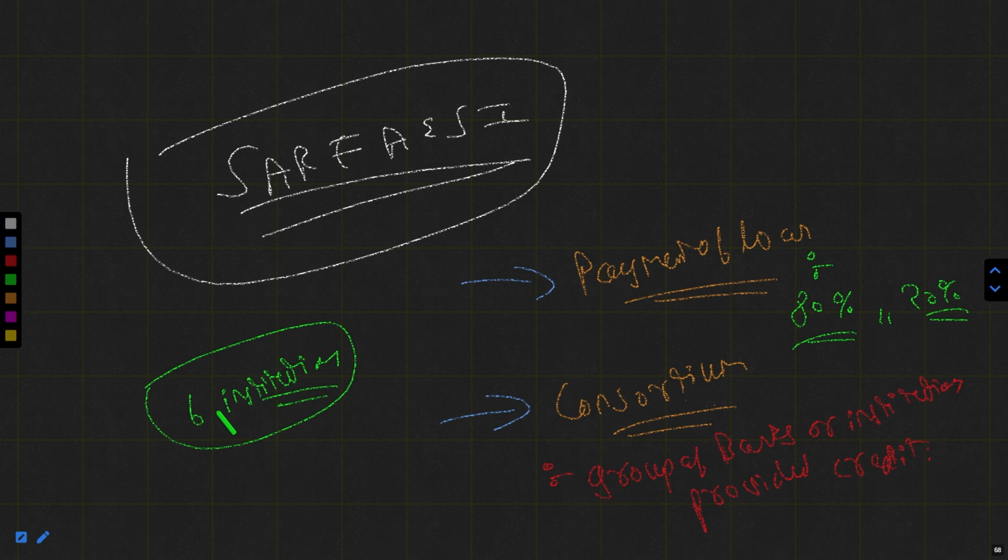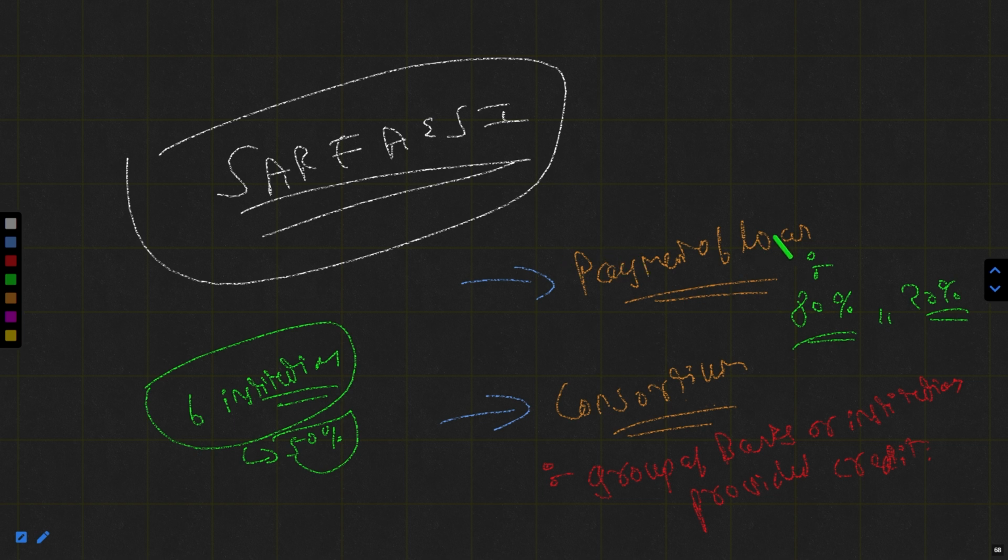If the borrower defaults, at least 50% or more of the members of the group should be in favor of selling the mortgaged properties. If that is not happening, the mortgaged property cannot be sold by a single entity in the case of consortium. So please remember these two things.